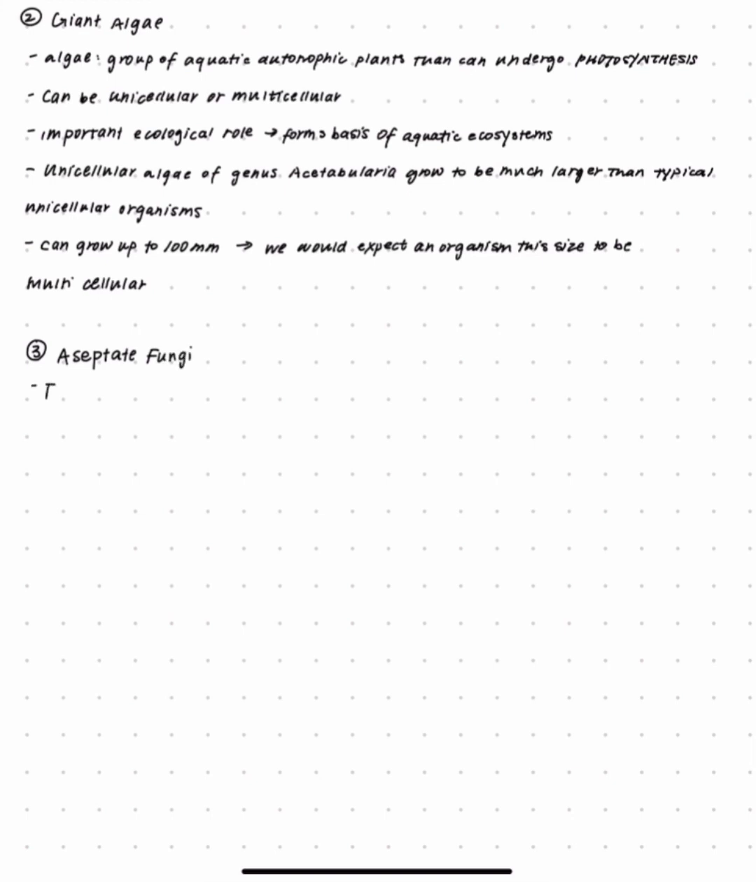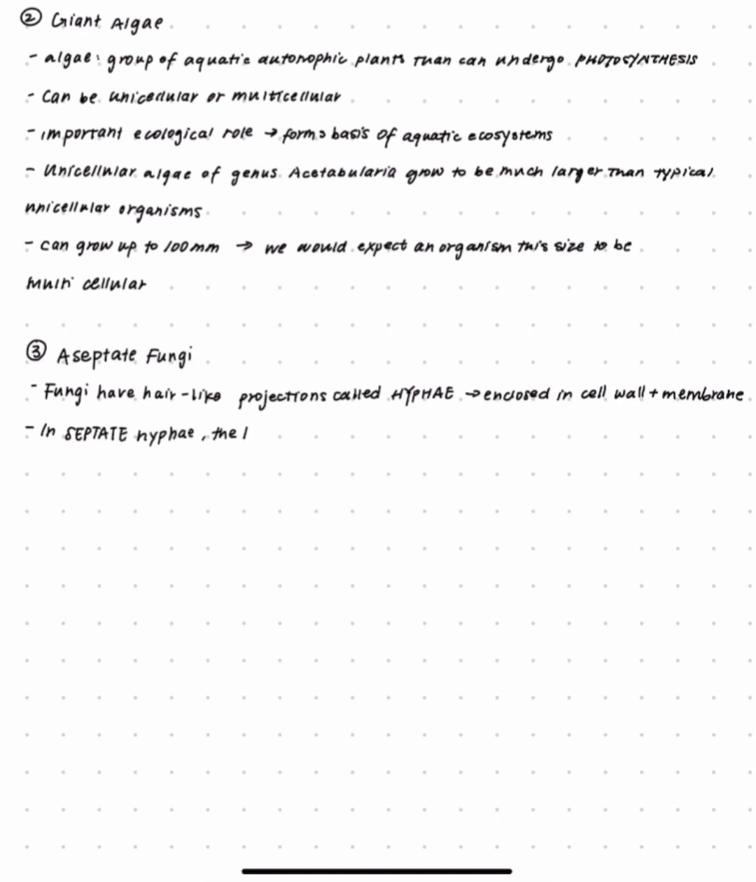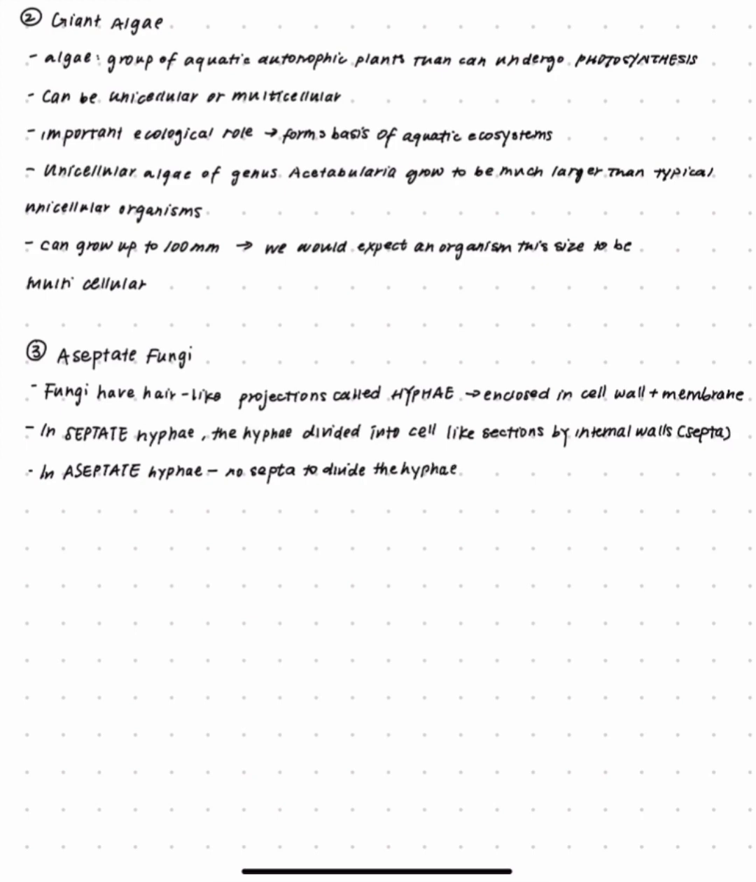The third example we'll be going over is aseptate fungi. Fungi typically have hair-like projections or extensions called hyphae. These hyphae are surrounded by or enclosed in a cell membrane and a cell wall. In septate hyphae, the hyphae is divided into cell-like compartments by septa, or internal walls. In aseptate hyphae, there is no septa to divide up the hyphae, meaning each hyphae is like a continuous structure or tube with multiple nuclei, kind of like the striated muscle fiber I talked about earlier.